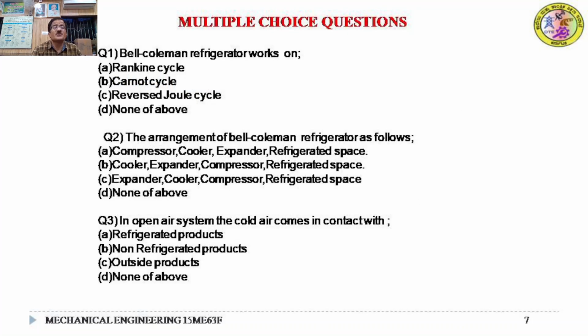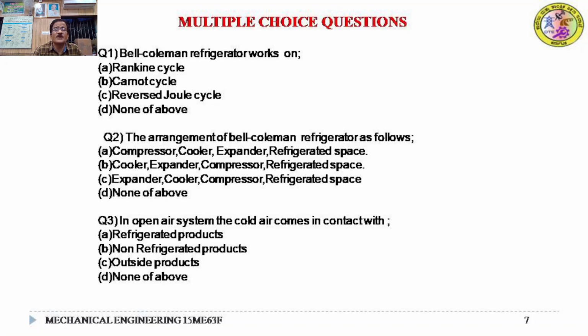So we shall now, as usual, have some multiple choice questions. The Bell Coleman refrigerator works on: Rankine cycle, Carnot cycle, reverse Joule cycle, none of the above. Which is the correct answer? Option C, reverse Joule cycle. Question 2. The arrangement of the Bell Coleman refrigerator is as follows: first, compressor, cooler, expander, refrigerated space; second, cooler, expander, compressor, refrigerated space; third, expander, cooler, compressor, refrigerated space; fourth, D, none of the above. What is your answer? It is option A.